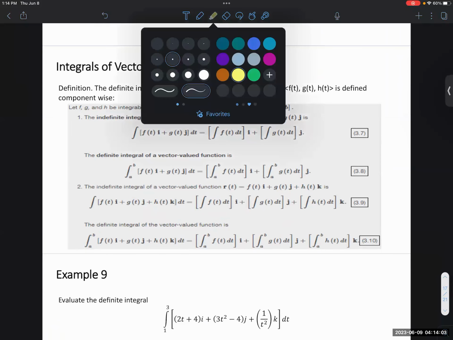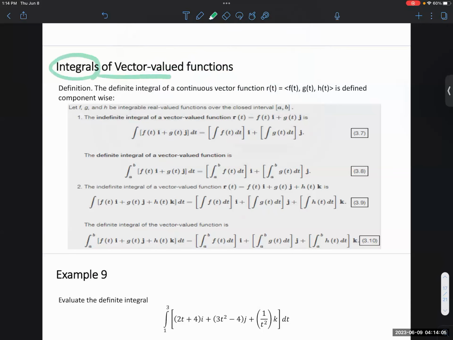So the integral of the vector, nothing is special. You can take the integral, you can separate it, and then you have a definite integral. You can find out the range, just keep going. You have three components, so you take the integral of each component, and then you can have a definite integral from a to b. So the integral is not that complicated. Let's do the example.